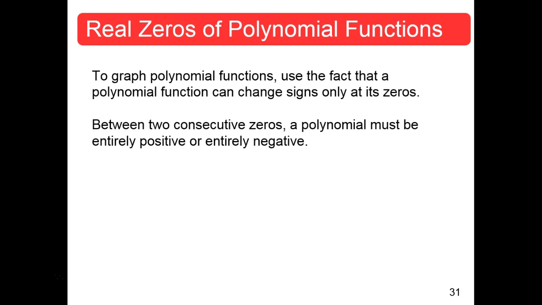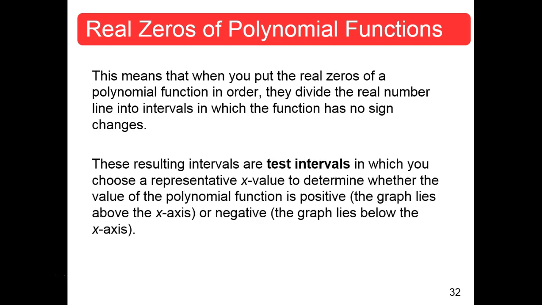All sorts of things about graphs of functions. This means when you put the real zeros of a polynomial function in order on the graph, they divide the real number line into intervals in which the function has no sign change. So to test whether it's going to be positive or negative, just pick a single point in between those two zeros and plug it into the function. If it comes out positive, it's positive. Comes out negative, it's negative. It can't change in between the zeros. These resulting intervals are test intervals in which you choose a representative x value to determine whether the value of the polynomial is positive or negative. Above the x-axis, below the x-axis. That's what we're going to be doing, test points.